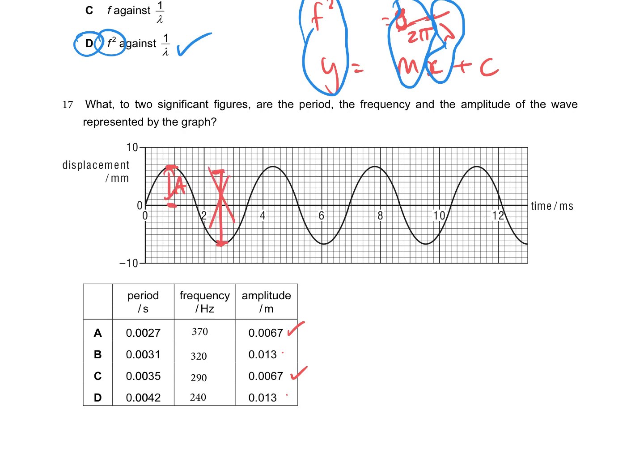Period, well, that's one complete oscillation, so we'll start from 0 and go to there. So that's 3, and then it's going to be about 3.4, 3.5 times 10 to the minus 3, so that gives us the only option, which is C there. 2.7 is if you think this goes, and you think this one's 3 here, you'd go for 2.7, so a bit of a trap.